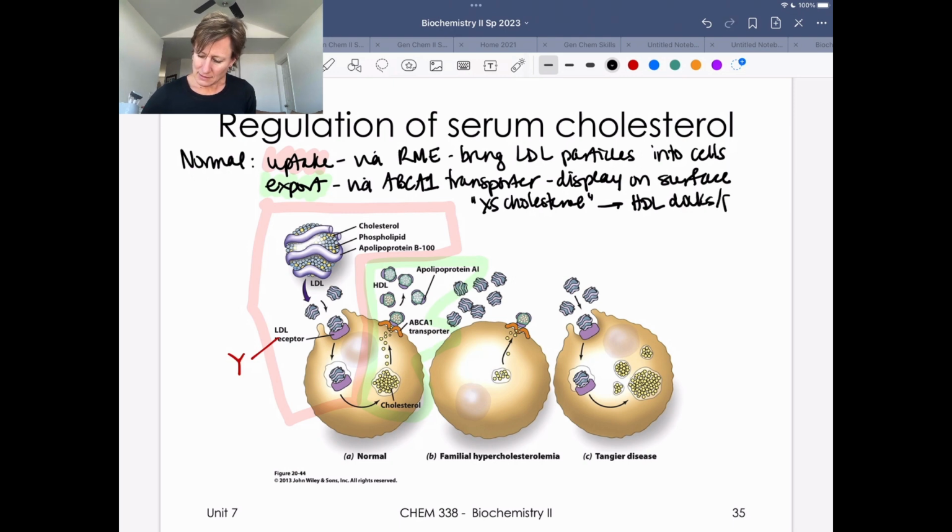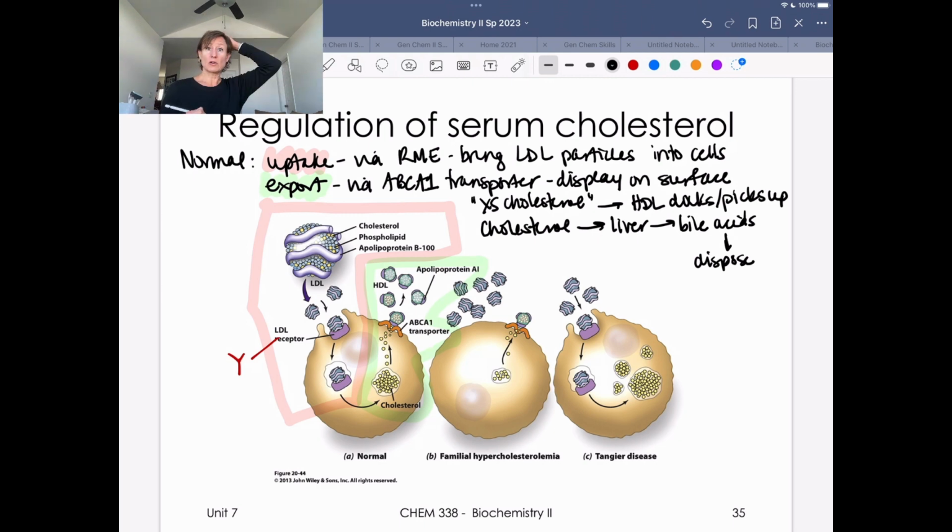It docks and picks up that cholesterol, and it's going to take it to the liver. If it's truly excess, the liver can make it into bile acids, and then you can dispose of it in fecal material. Okay, so that's what happens in a normal situation.